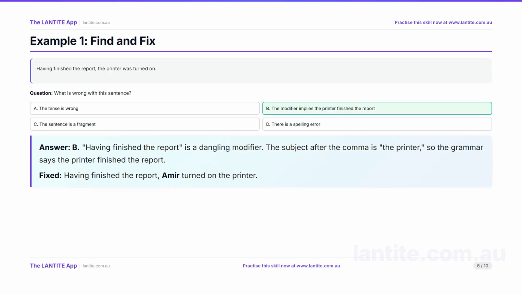Let us work through some examples. Having finished the report, the printer was turned on. What is wrong here? The opening phrase, having finished the report, needs to describe whoever comes right after the comma. But the subject after the comma is the printer. So, according to the grammar, the printer finished the report. That is a dangling modifier. To fix it, we need to name the person who actually finished the report. Having finished the report, Amir turned on the printer. Now the modifier correctly describes Amir.